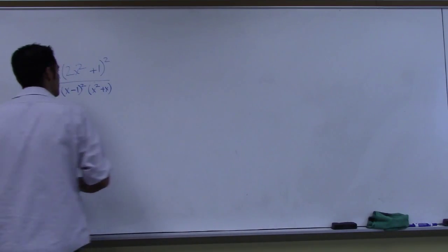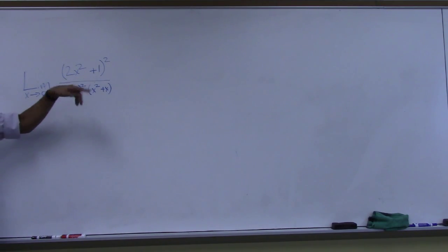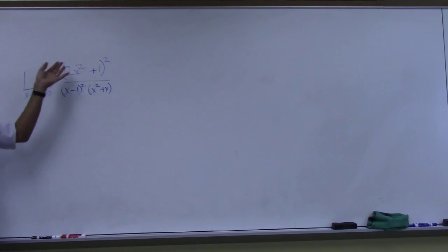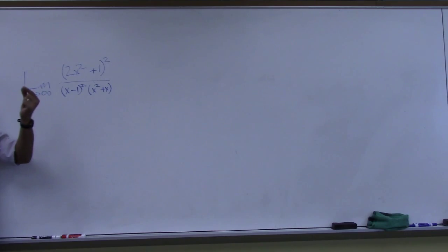So let's just take a look at the numerator. We have infinity squared times 2 is still infinity, plus 1, infinity, and squared, infinity. So the top is infinite. The bottom, infinity times infinity. So infinity over infinity. Don't really know what happens there.